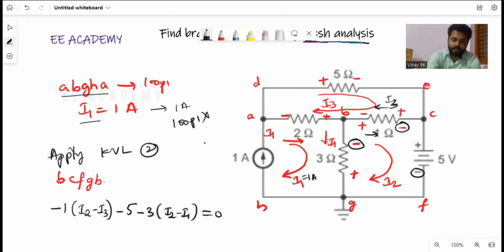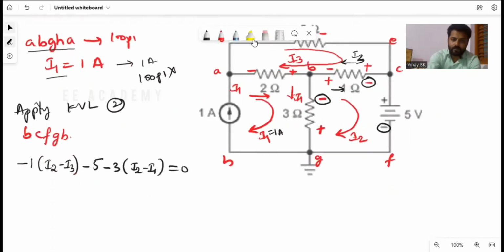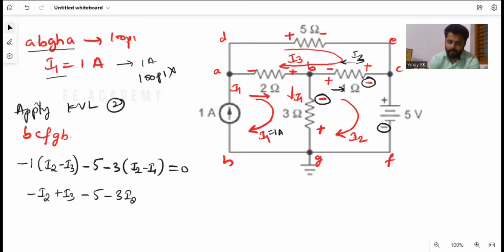Now I'll simplify this equation, just simplify to get the unknown values. Once after simplifying, I'll rewrite this equation as minus I2 plus I3 minus 5 minus 3I2 plus 3I1 equals 0. So minus 5 I'll send to the right side. Again, minus I2 minus 3I2 is nothing but minus 4I2, plus I3 as it is, plus 3I1.